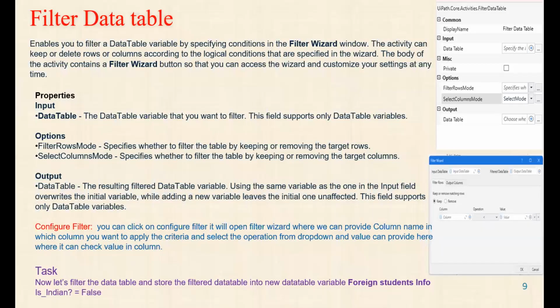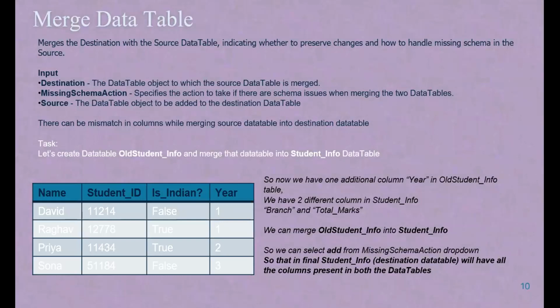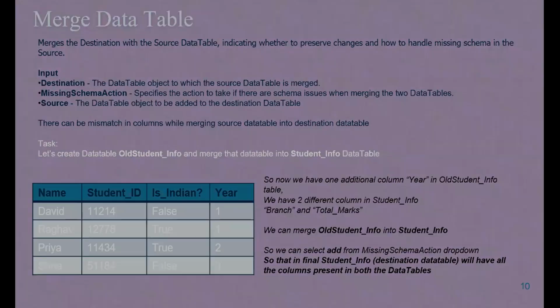Then we'll see how to filter information according to the student ID, the name, or anything. Then we'll see how to merge information. Suppose you have some information of old students, and now you have information of new students, how to merge them together.